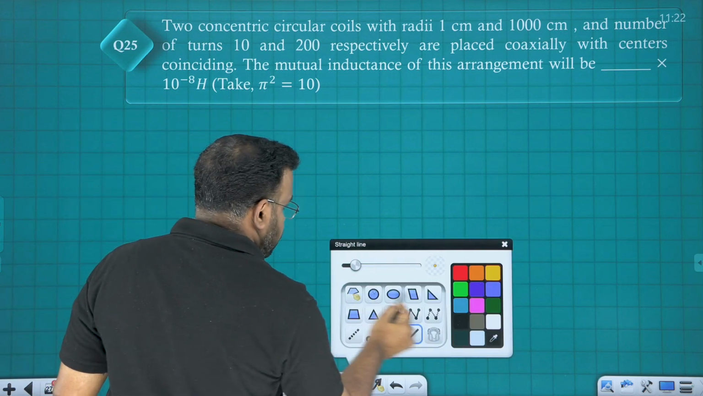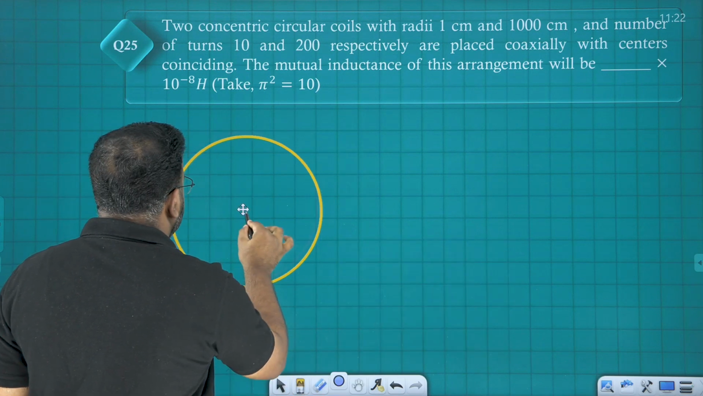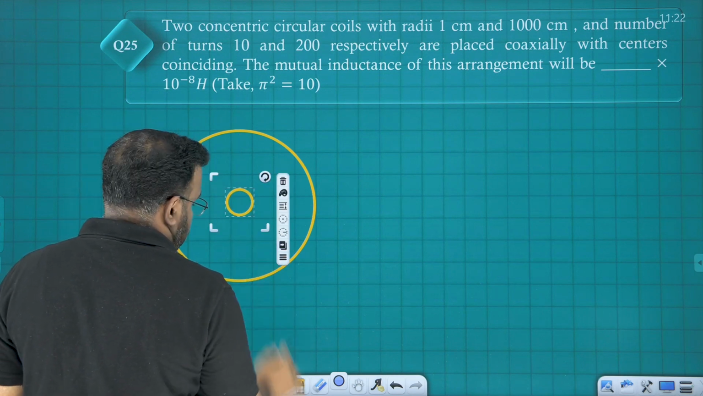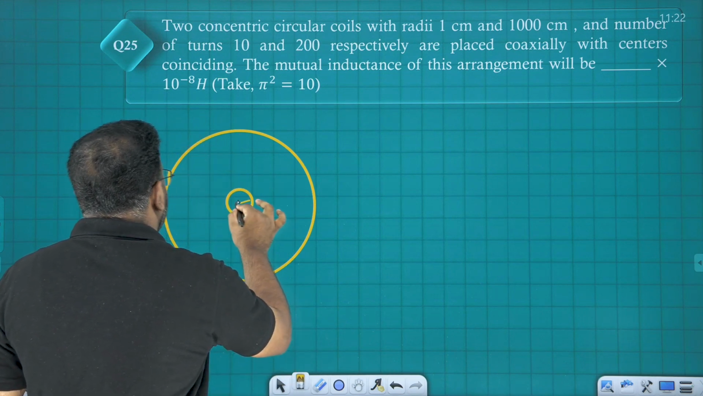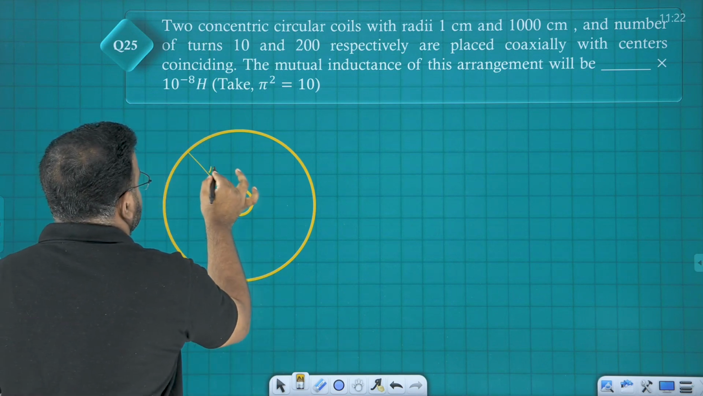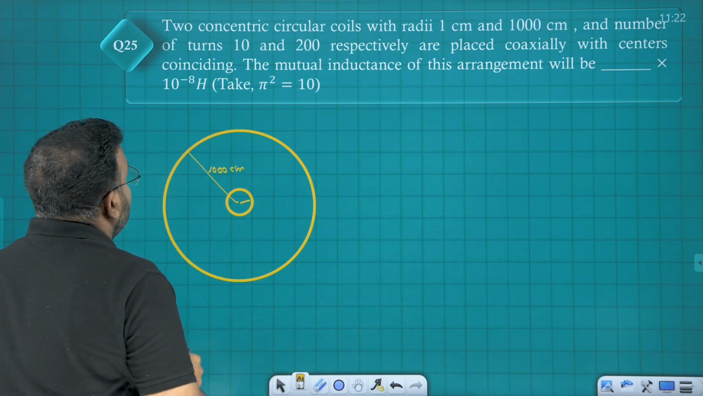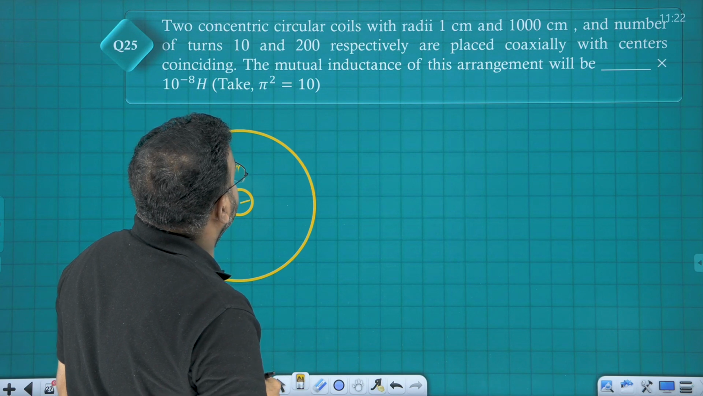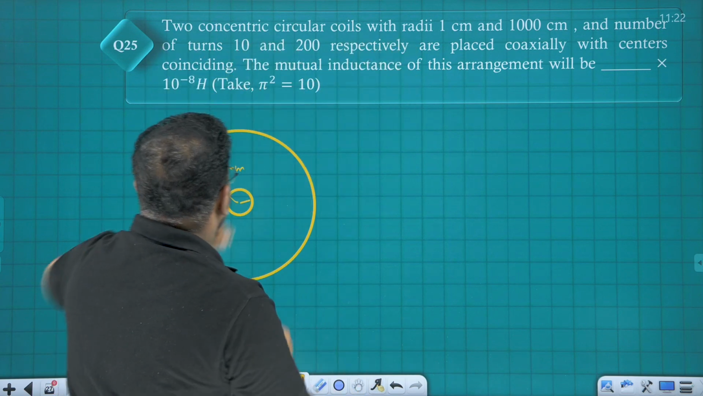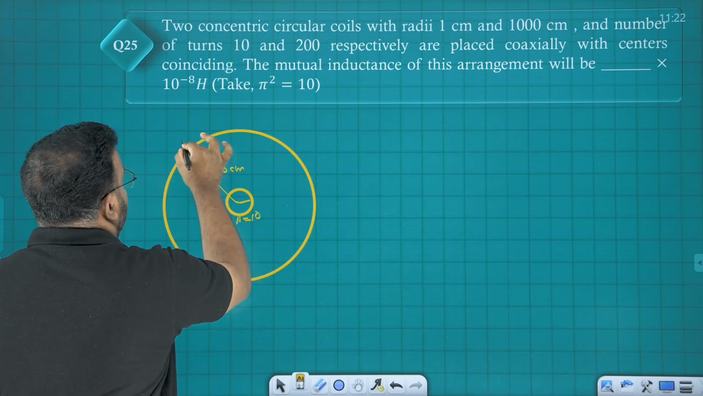So there are two coils, like this is the bigger one and there is a small coil as well. Radius of the bigger one is 100 centimeter. Number of turns of the smaller one is 10, and for the outer one it is 200.